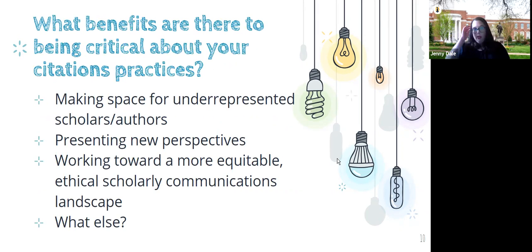So what benefits are there to being critical about your citation practices? Making space for underrepresented scholars and authors is one that's frequently mentioned. Presenting new perspectives. So again, this brings together that concept of giving voice to underrepresented folks, but also that idea of different forms of knowledge, different ways of knowing, not just indigenous ways of knowing or traditional ways of knowing, like in that third case study, but also one of the things that we see a lot in the fields I work with is the way that Black feminist scholarship in particular has evolved and has prioritized in some ways and definitely made very visible different ways of doing scholarship, different ways of knowing and different ways of understanding and approaching the world. And also just this idea of working toward a more equitable, or I used ethical here to reflect back on that quote from earlier, a scholarly communications landscape.